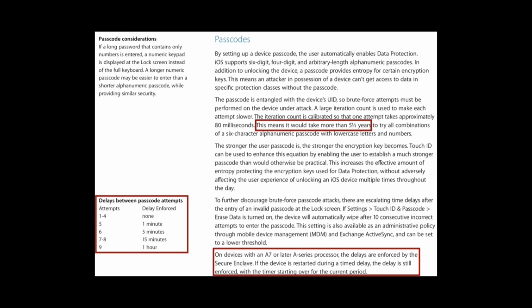Now, these delays are enforced by the secure enclave. They're part of the system software. They're not part of iOS. They're part of what's actually on the chips themselves. So if you really did want to try and do a brute force attack using a computer in a similar way to what John McAfee has said, this is the stages you'd actually have to go through.